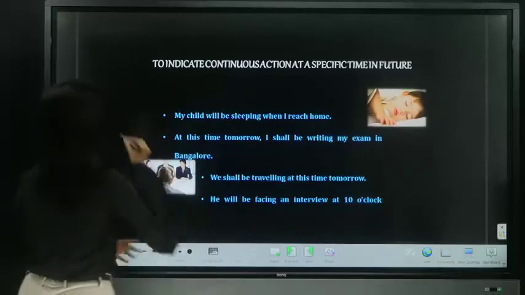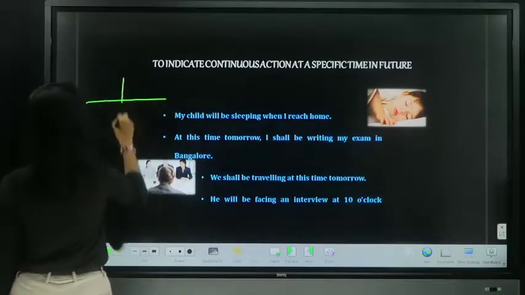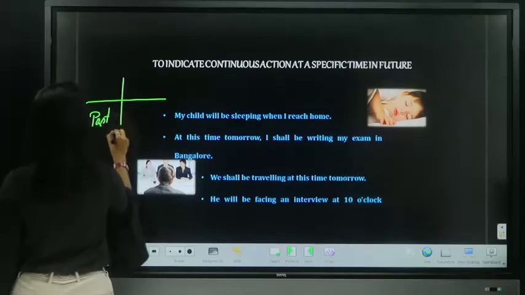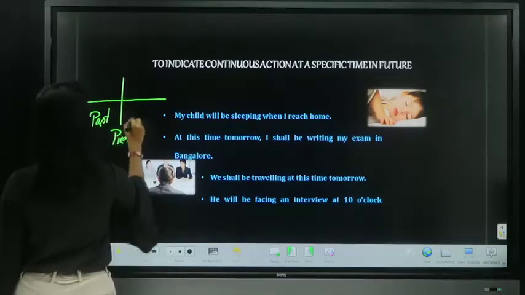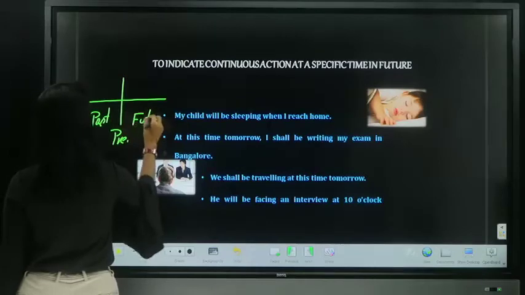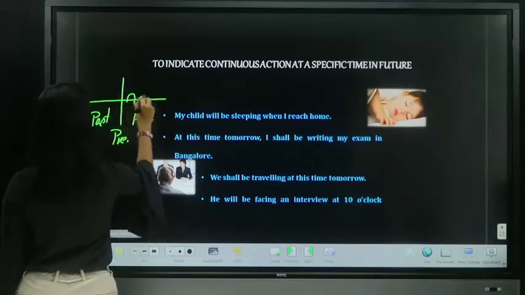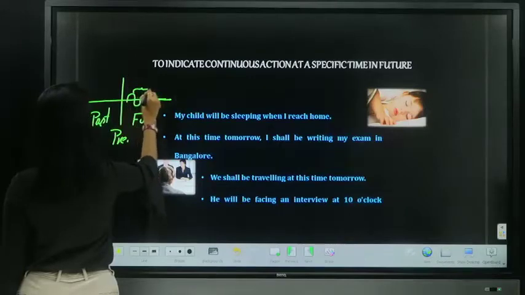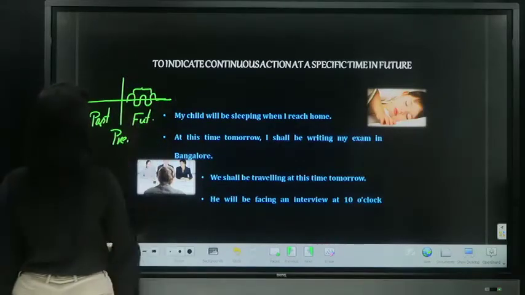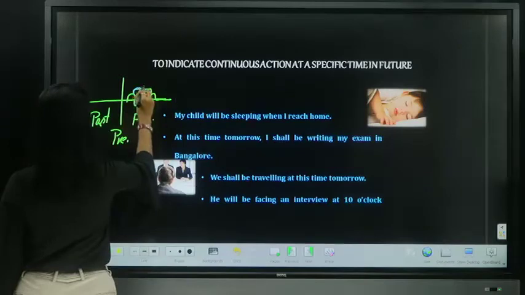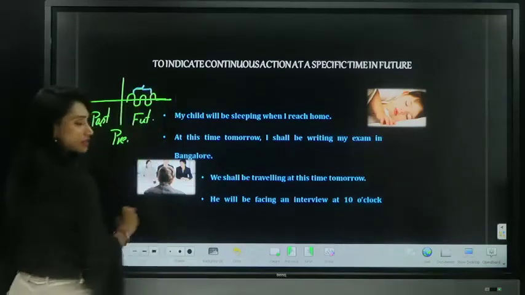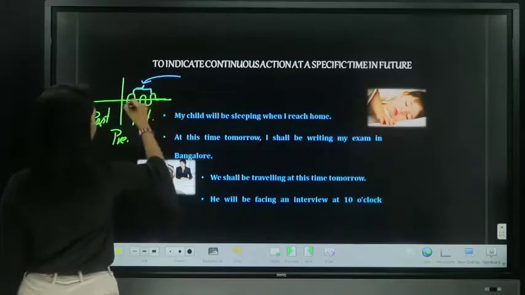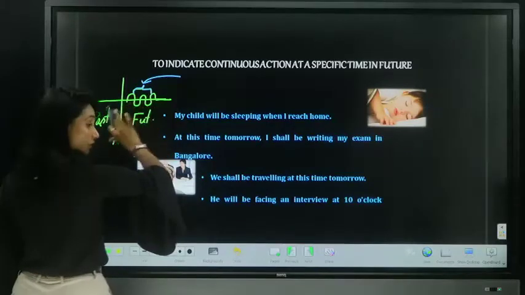So we generally use future continuous tense to indicate actions which will take place in the future, and it has no connection with present or past. So we are talking about continuous action, this continuous action for future. So it doesn't denote any past or present connectivity. So the action which will be going on at some point of time in the future.